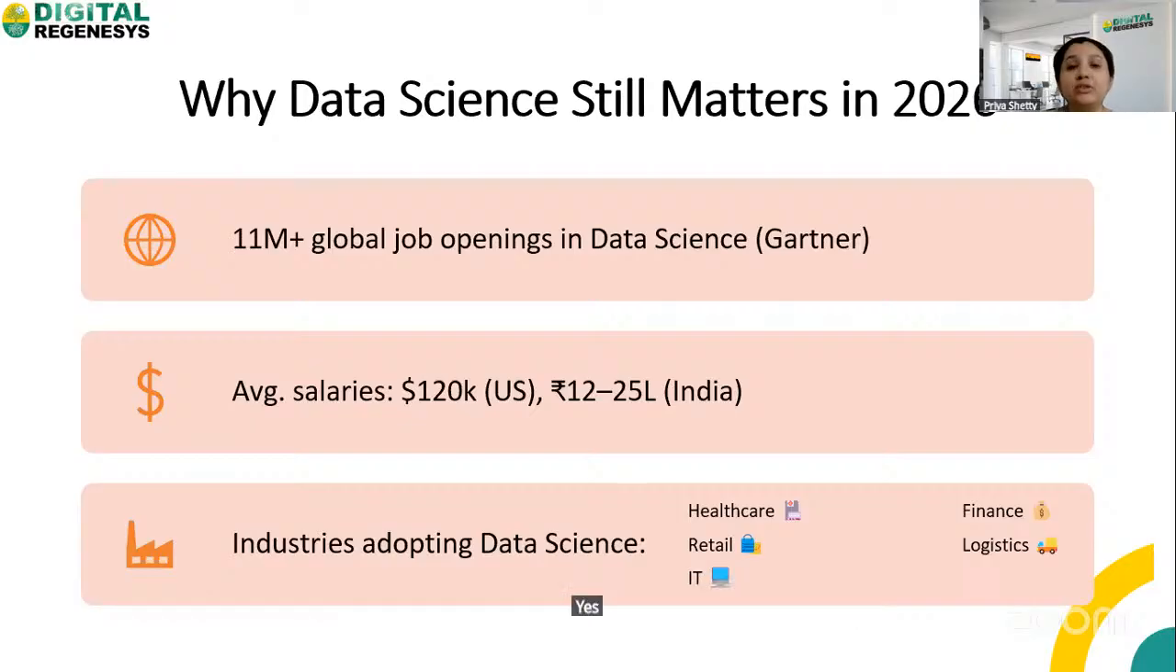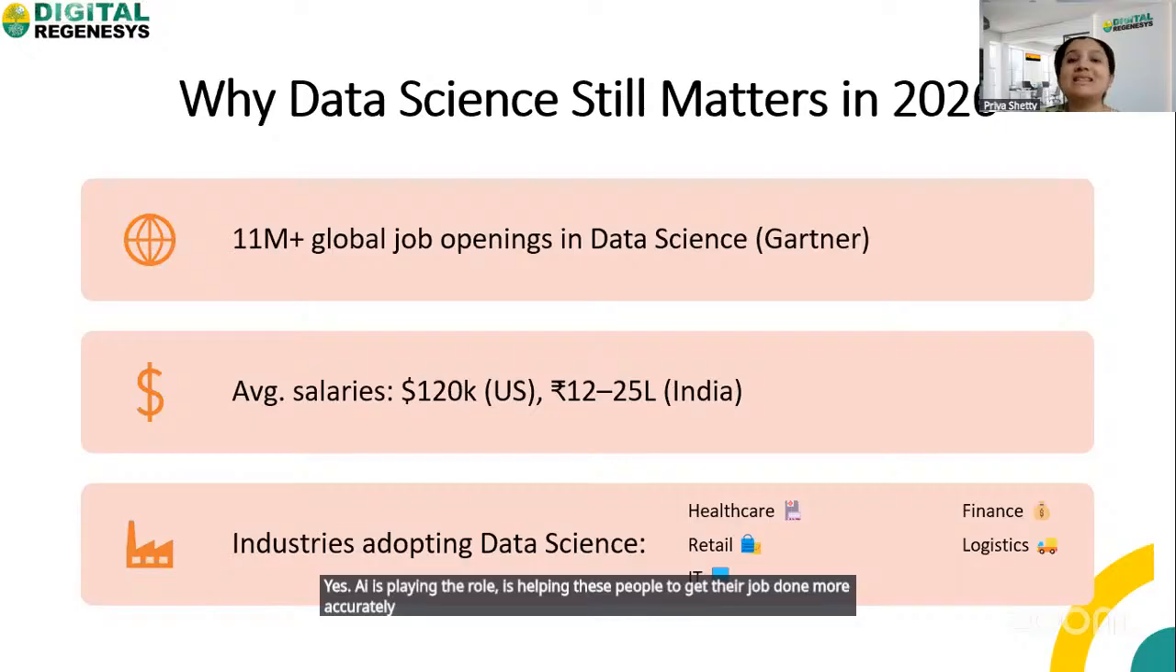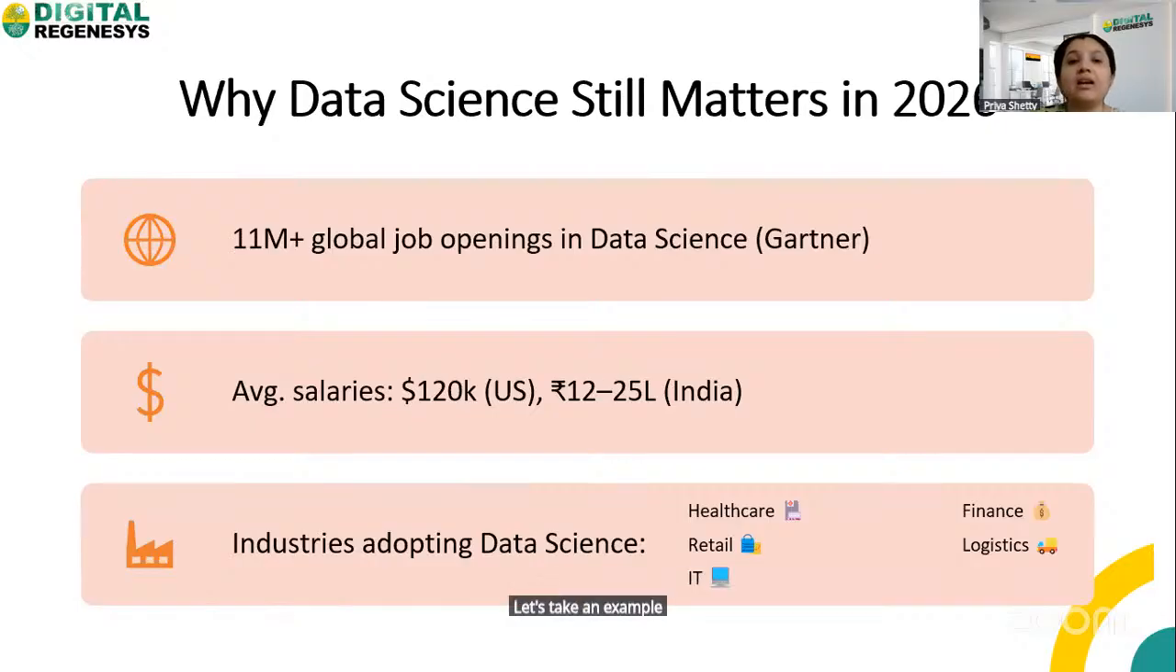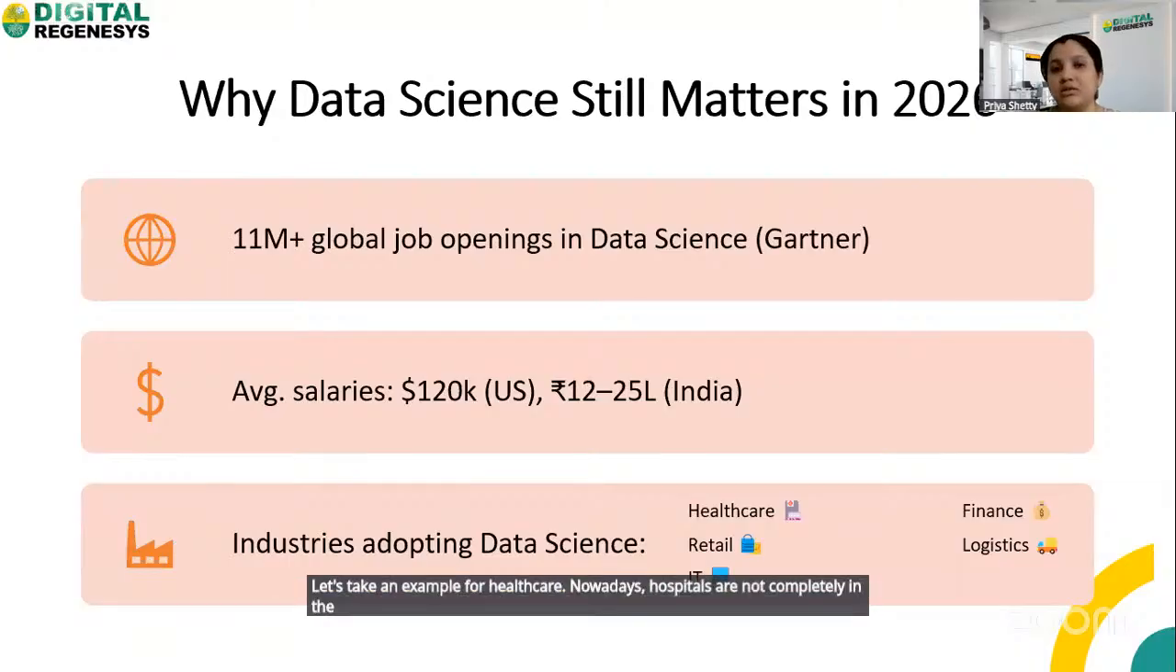Yes, AI is helping these people to get their job done more accurately. How? Let's take an example from healthcare. Nowadays, hospitals are not completely in the mode of doctors alone. There is much advanced technology which helps the doctor to perform their operations.